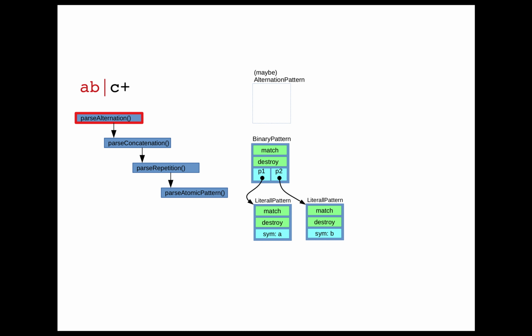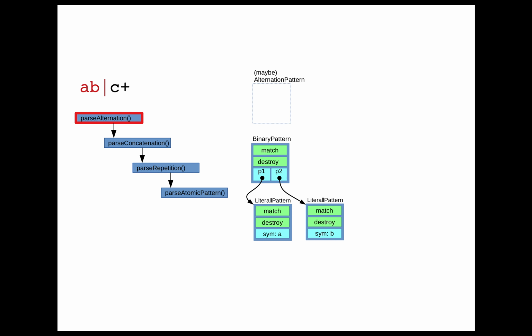So I did the same trick here. I drew a little dashed box to show that parse alternation is going to instantiate something to handle that alternation, the two patterns where it can match either of them. It just hasn't made it yet. It's going to parse what comes after that vertical bar.